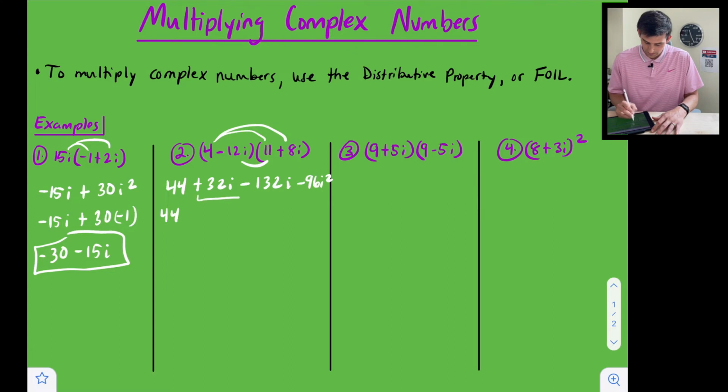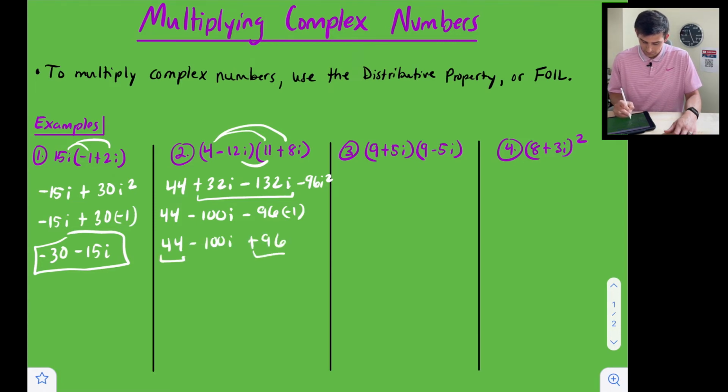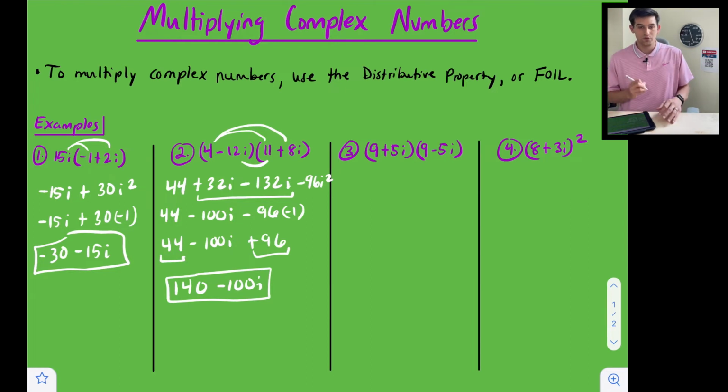We could combine our like terms here. So this is going to be minus 100i, and then minus 96i squared, and once again i squared is -1. So we can multiply that by -1. So 44 minus 100i plus 96. And now we can add 44 and 96, and we get 140 minus 100i for our answer to number 2.